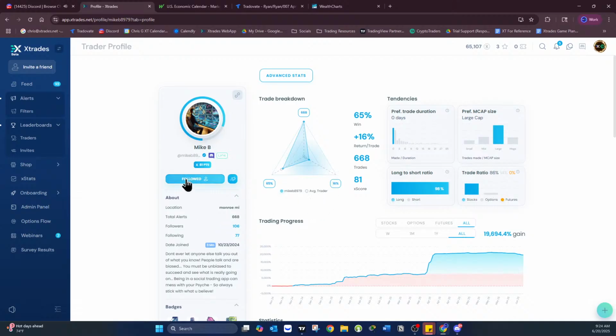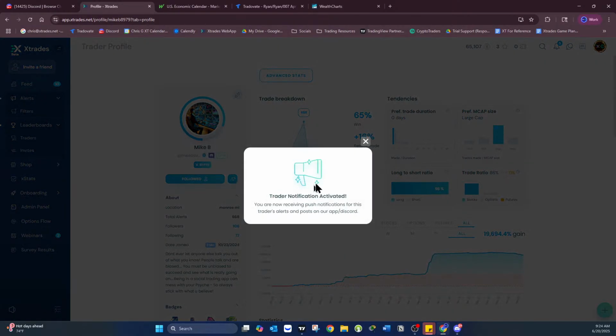So you can make a sound decision based on your own preferences, whether or not you want to follow this trader. And how do I follow a trader? Very simple. Just like any social media platform out there, like Instagram, Facebook, TikTok, all you have to do is click on follow and you follow them. If you want to get push notifications to your phone by our XTrades mobile app, you can also do that. You can click on this little button right here. It'll toggle and give me push notifications directly to my phone every single time this trader posts a trade on the app or Discord.